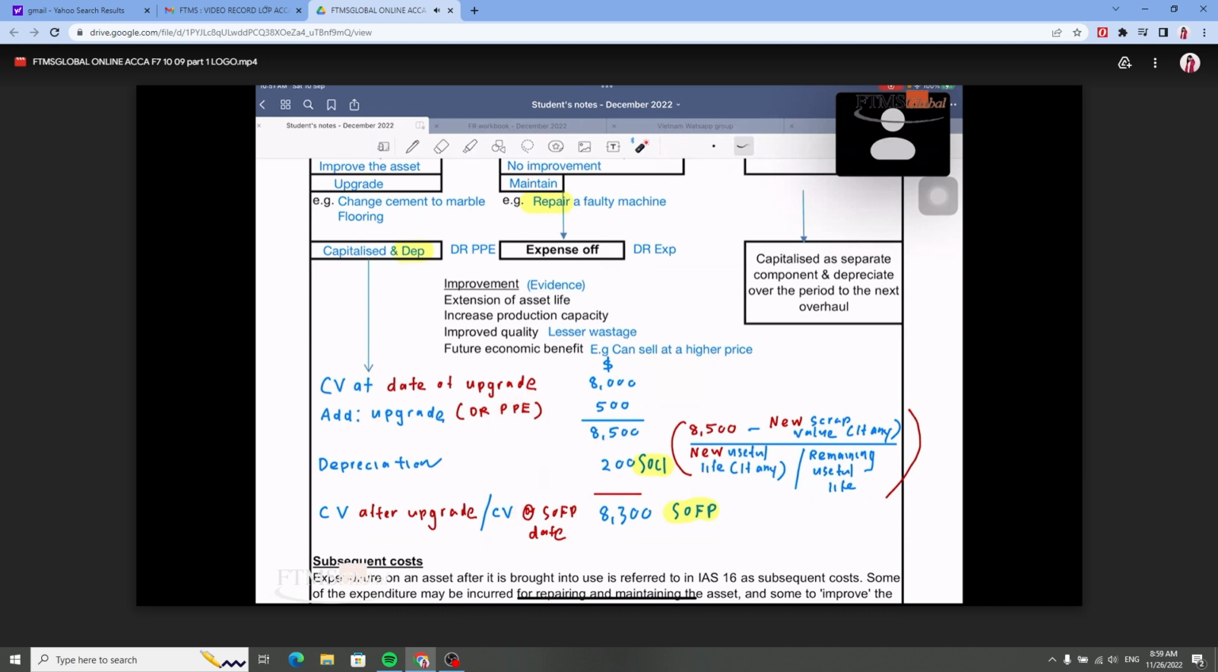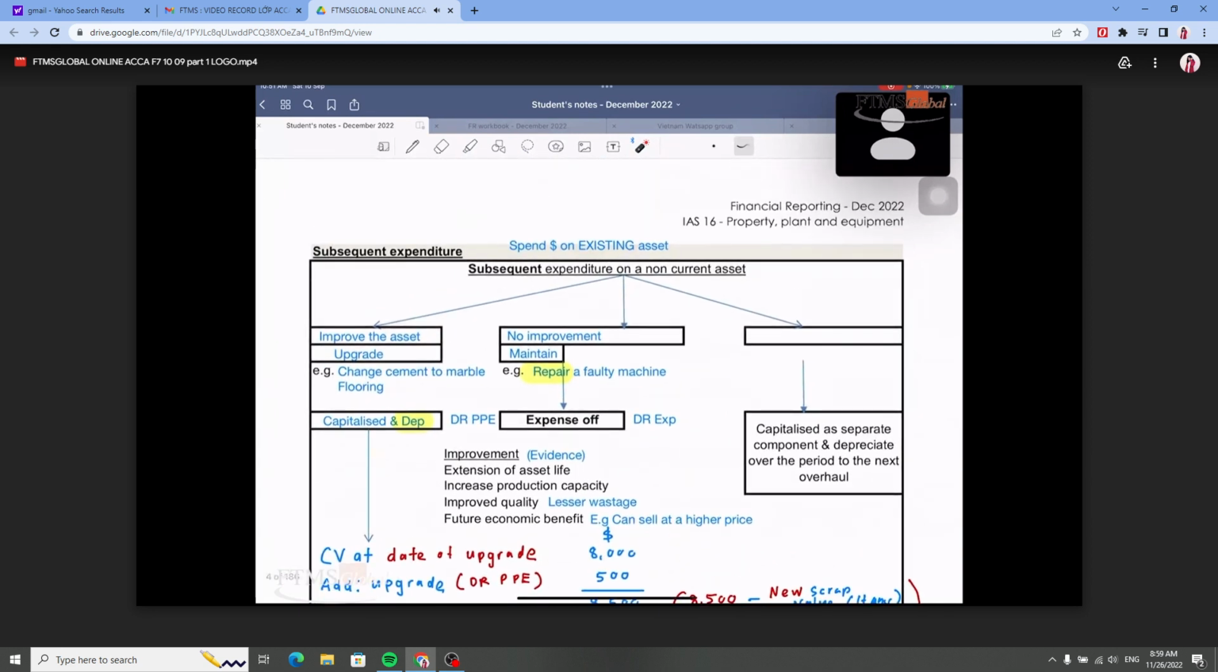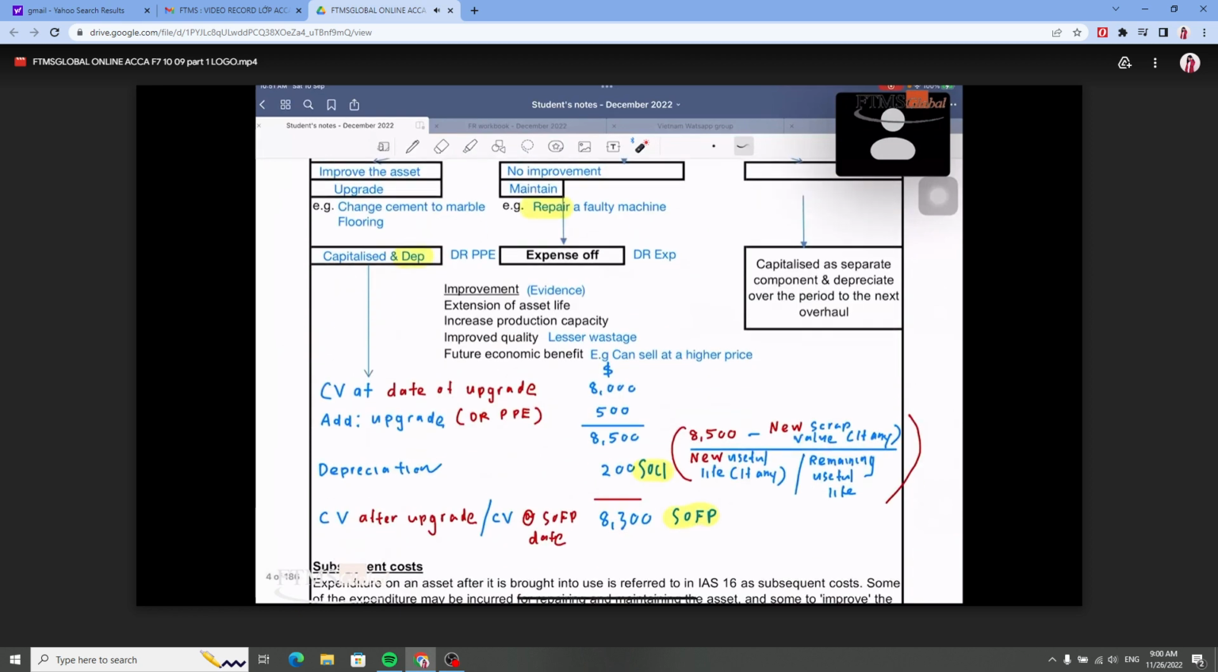So that is subsequent expenditure. Hopefully, you understand the concept now. Subsequent expenditure means you spend money on an existing asset. So two things can happen. One is there's improvement, and the other is there's no improvement. With no improvement, the accounting treatment is to expense off. If there's improvement, the accounting treatment is to capitalize and depreciate. So if you see an improvement scenario, you just need to apply what you see over here.